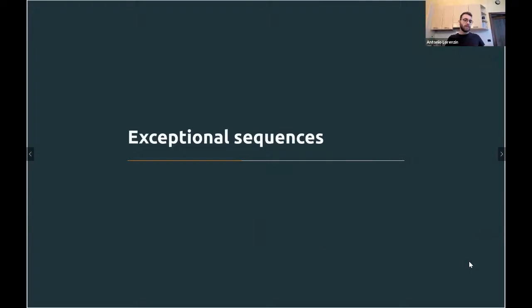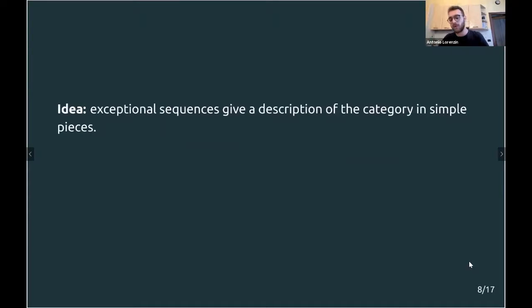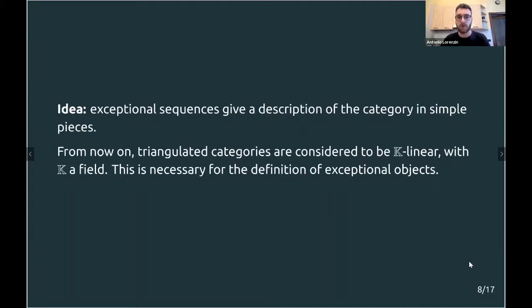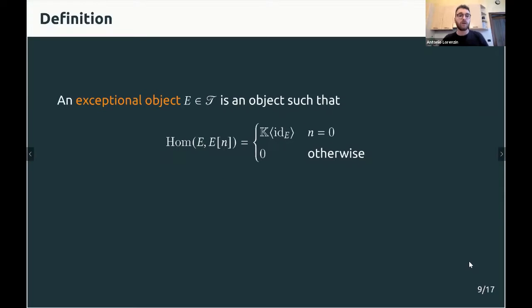So now that we have described the framework, we want to talk about the main objects we are interested in, the exceptional sequences. The idea is that we want to give a description of our triangulated category via simple pieces. And first of all, in order to give the definition of exceptional objects, we need to restrict to k-linear triangulated categories, where k is a field. So we have the morphisms to be k-vector spaces and the composition to be k-bilinear. Now the definition of an exceptional object reads like this.